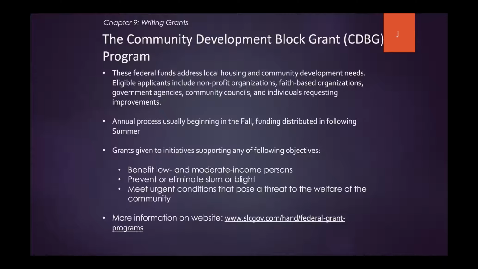I think Jasmine's on the call. Jasmine, does NeighborWorks receive community development block grants? Do you know if that's a source of funding for you guys? It seems like it would be a perfect match for your kind of work.